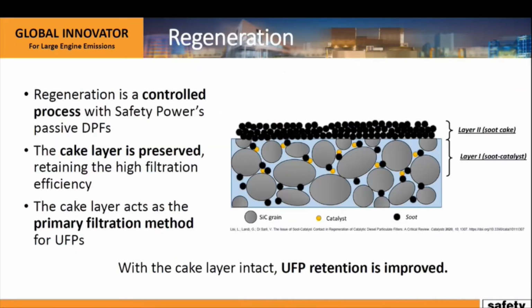And looking a little bit closer at the filter and at the cake layer, we notice that, first of all, like I said, the process is controlled. So in a passive DPF system, as opposed to an active one, the cake layer is maintained. And this is actually important because the cake layer is the primary filtration method for very small or ultrafine particles. So without the cake layer, the UFP retention is not as great. It's actually interesting that the particles are acting as a filter for themselves.